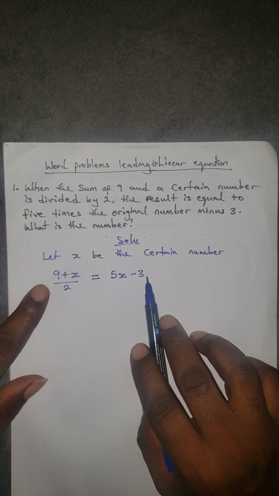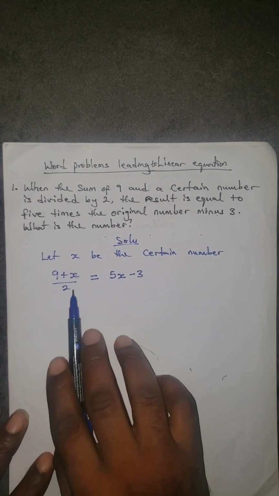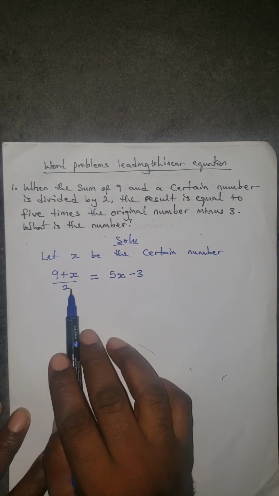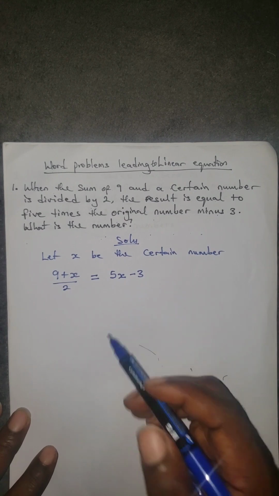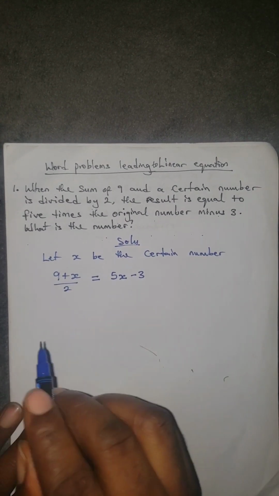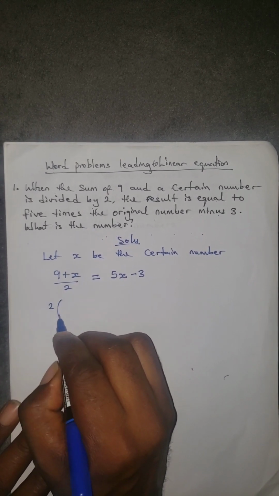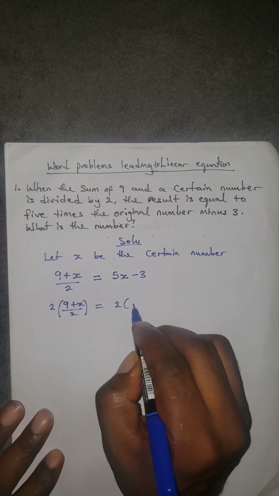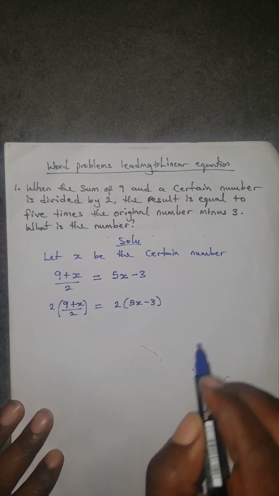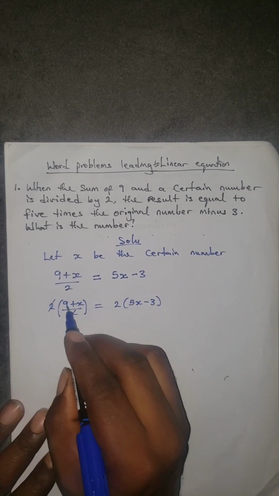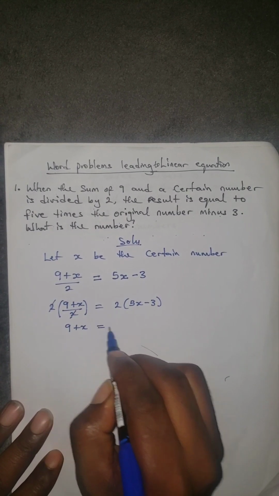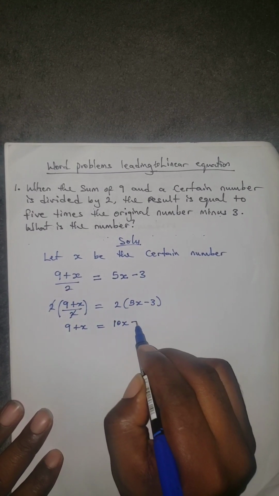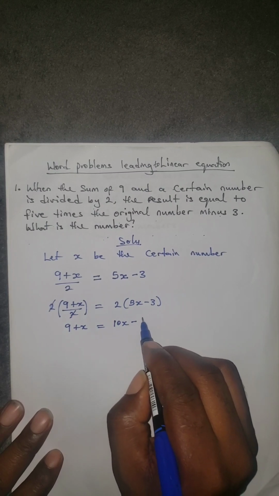So what is the next thing? The next thing is to solve the resulting equation. So how are we going to solve? We multiply both sides by 2 to eliminate the 2, or you cross multiply, whichever method you want to use. So let me multiply both sides by 2. So if I have 2 into (9 plus x) over 2 equals 2 into (5x minus 3), these two and these two will go. That will give me 9 plus x equals, you open this bracket, 2 times 5x will give me 10x, minus 2 times 3 will give me minus 6.